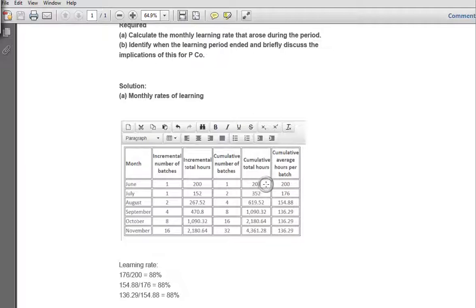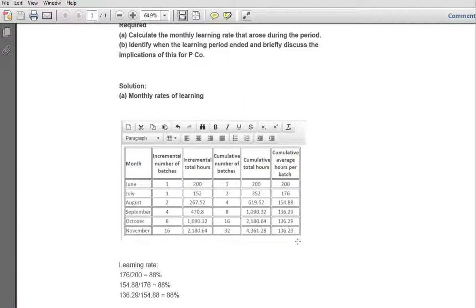The cumulative total time to produce the first one is, of course, 200. For the second one it is 200 plus 152, so it's 352, right? And then we have 352 plus 267, which is 619.52. So we have the cumulative total time. Now the cumulative average time: this 200 is for one unit, one cumulative batch, so the average time is 200. This is for two units, so this divided by two will give you this, right?